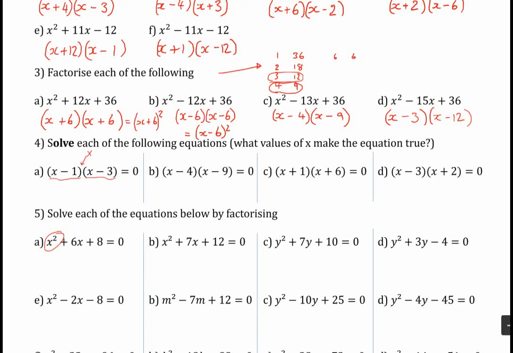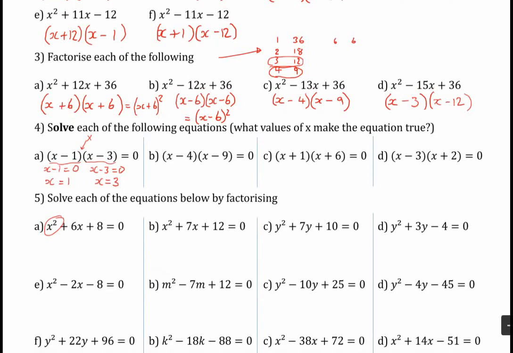So if this first bracket was 0, x minus 1, if that was equal to 0, then what must x have been? Well, we could solve this equation to find it. We could add 1 to each side, and that tells us that x must have been 1. If you think about that, subbing that back in, 1 minus 1 would be 0. If this second bracket was the one that was 0, then we'll set it equal to 0 and solve it. What must x have been? Add 3 to both sides, x must have been 3. And in fact, both of these are the solution to the question.